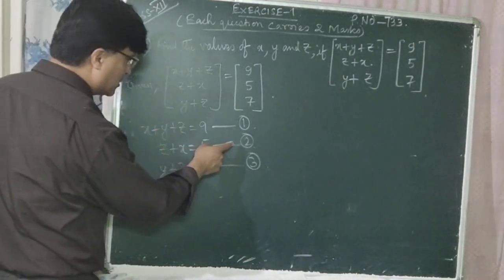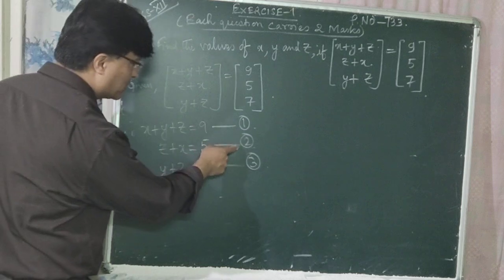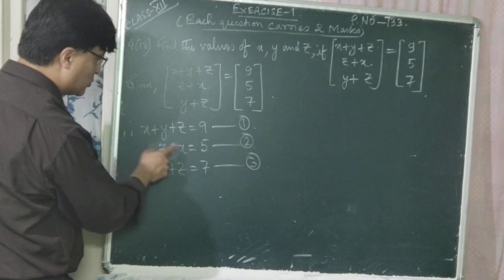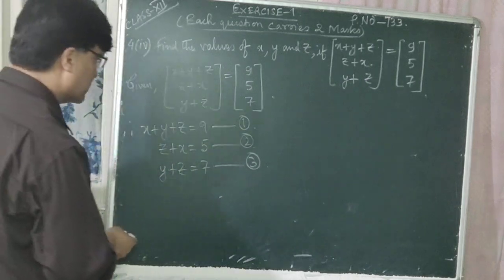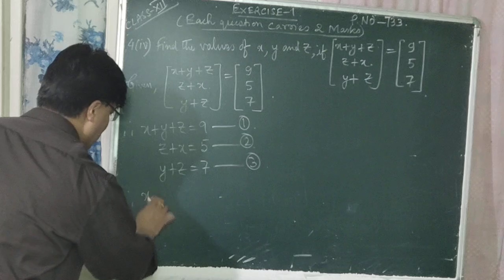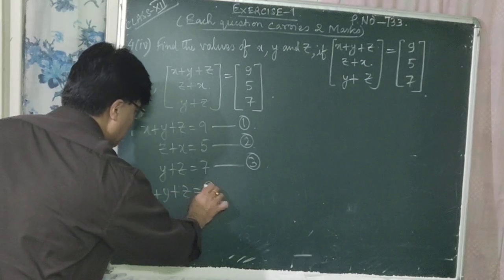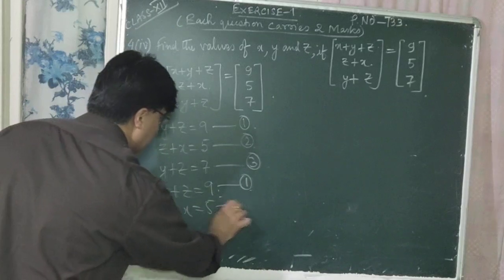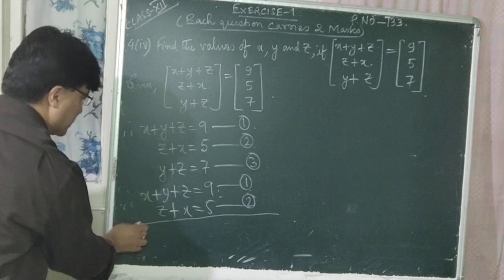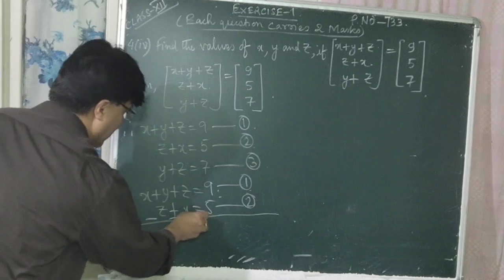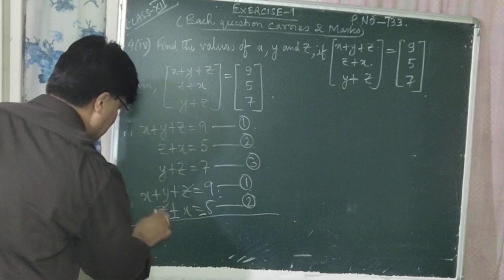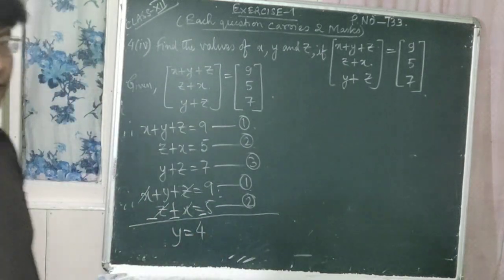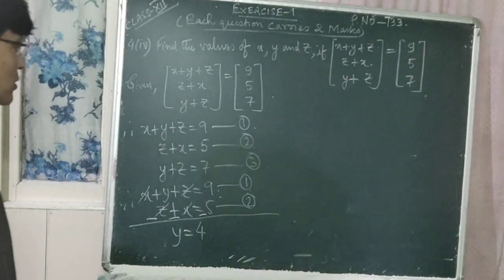If you subtract 2 from 1, what do we get? Subtracting 2 from 1, z and x will be cancelled, only y remains. You can get the value for y, isn't it? So let us write x plus y plus z is equal to 9, this is number 1, and z plus x is equal to 5, this is your number 2. Let us subtract it. Minus, minus, minus, right? So here z gets cancelled, x cancels, so y is equal to 9 minus 5, which is 4. So we have got the value for y, that is y is equal to 4.